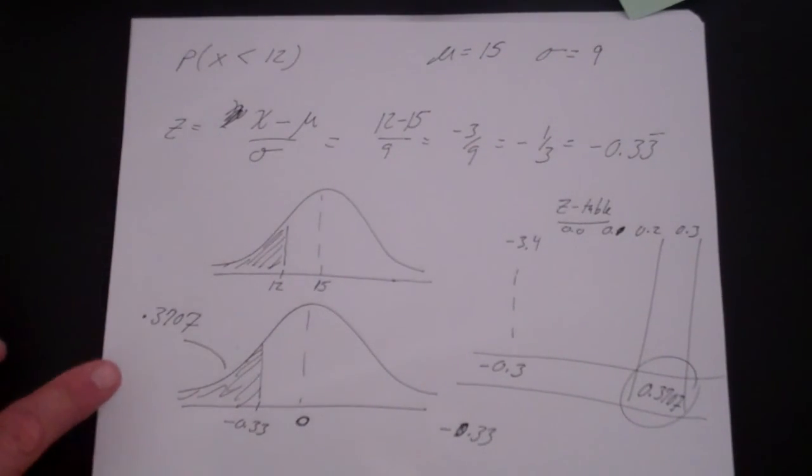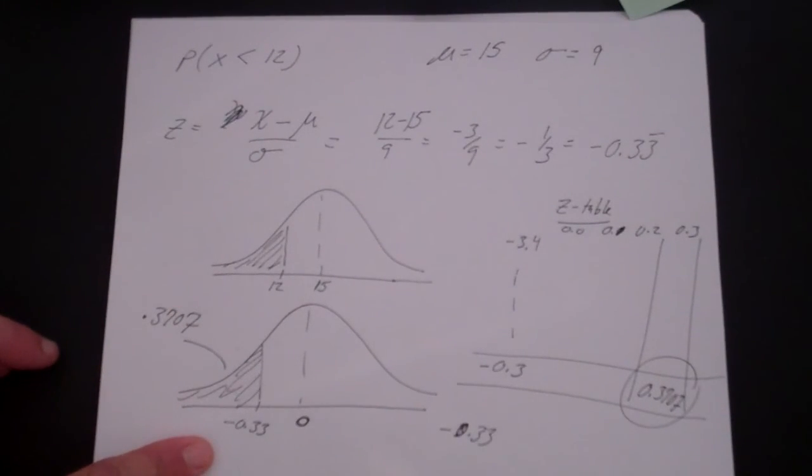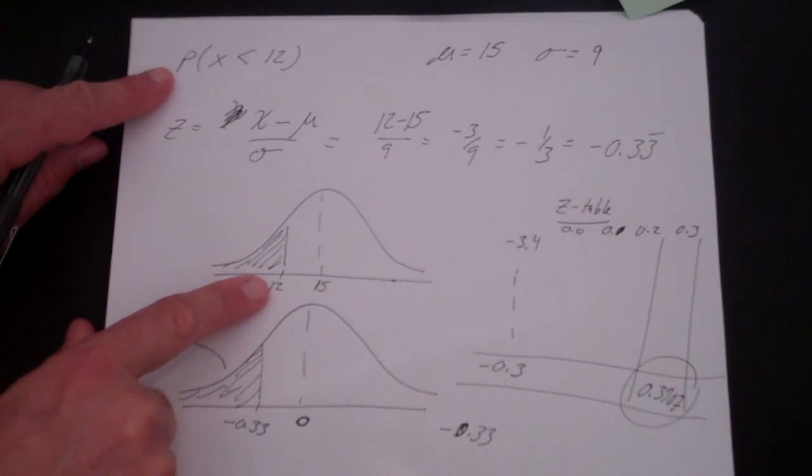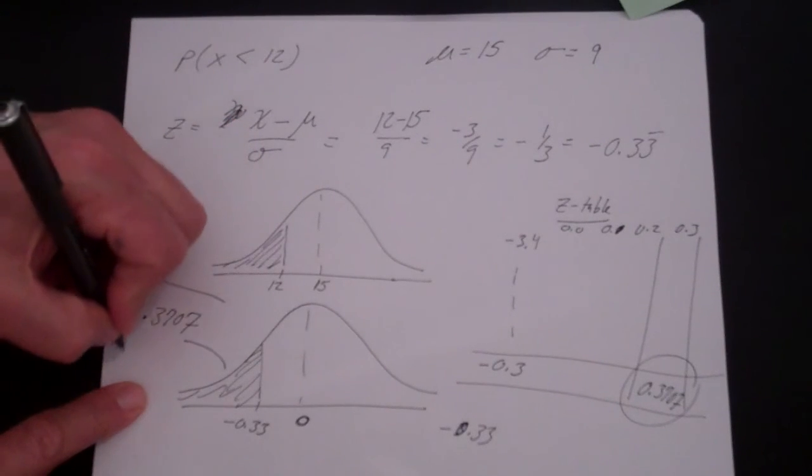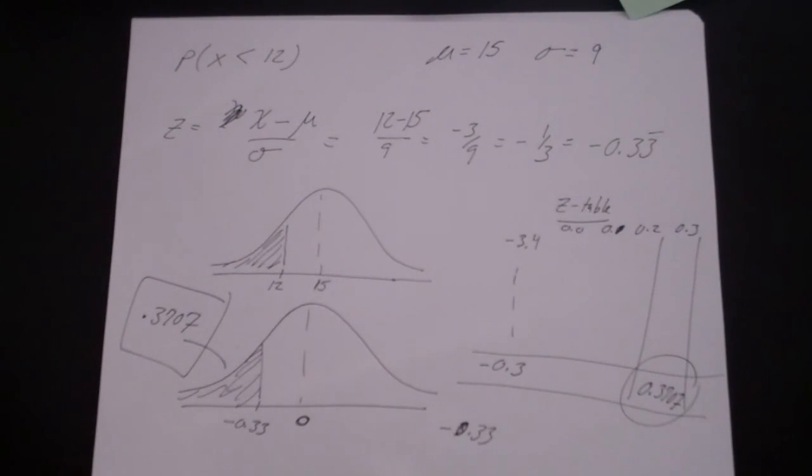Now let's think about if that's what we want. Do we want less than that value? Yeah, we want the probability of less than 12, so that's your answer right there, 0.3707, or 37%. And that's how you do z-tables. In the next video, we'll look at how to do z-tables when you want to find the probability between two numbers.